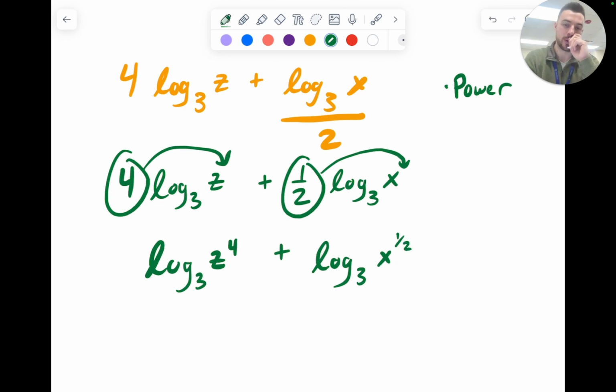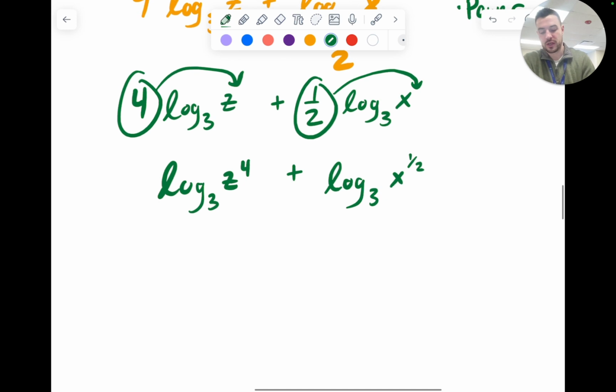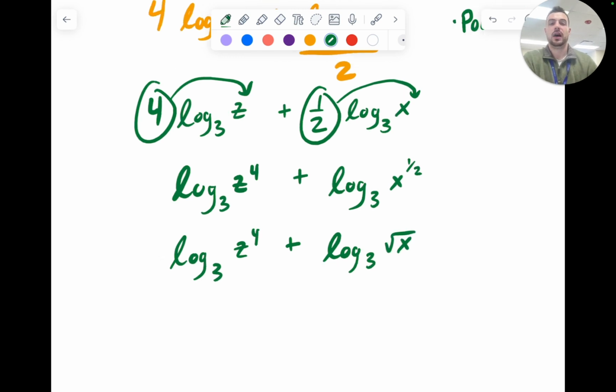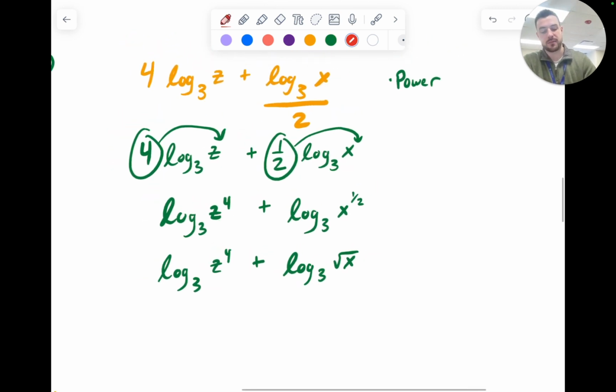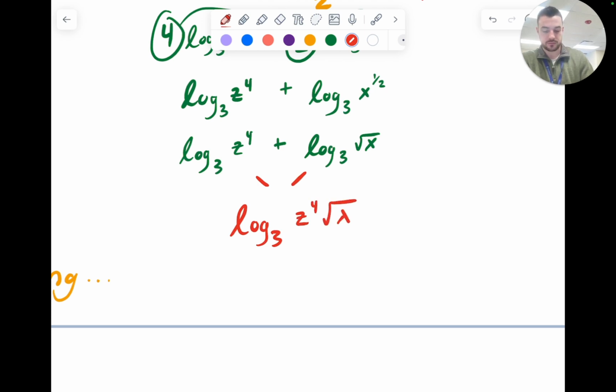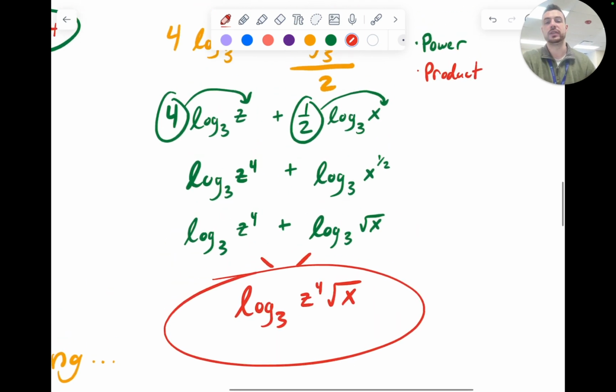Now, one important thing that I want to realize here is that raising something to the 1/2 power is the same thing as taking the square root. So we should actually rewrite this as log base 3 of the square root of x. All right, so we got our power property out of the way. I am now going to do my product property because we are adding 2 logs together with the same base. That means they can condense to 1 log with the same base, and we are going to multiply their arguments. And this is my fully condensed version.